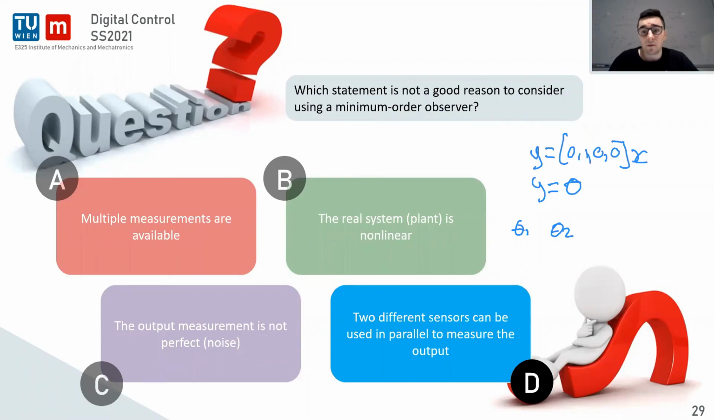The answer is no, because a minimum order observer means you have multiple measurements, but different measurements. If you have two ways of measuring theta, theta one and theta two, the only thing you can do is build a theta measurement, let's call it Tm, that is a function of both. It can be, for example, theta one plus theta two over two, taking the average, or some weighting between theta one and theta two. But you don't have two measurements here. You only have the same measurement twice.